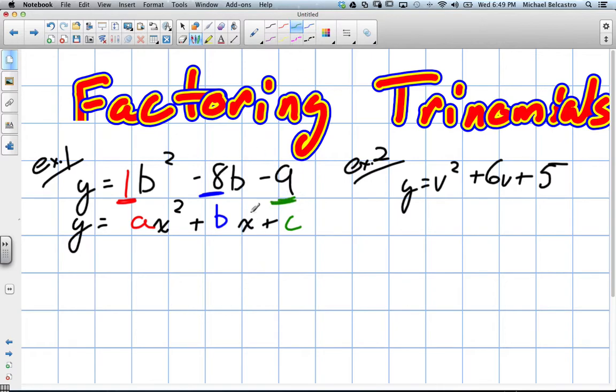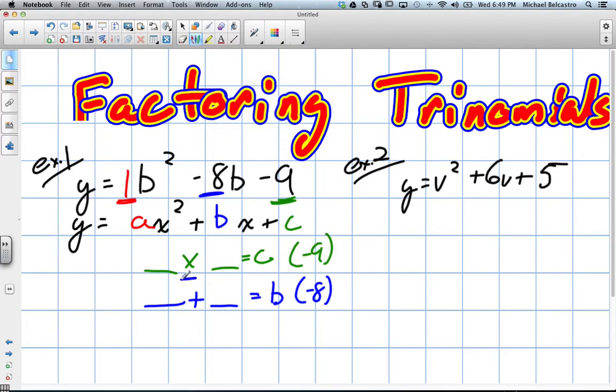Okay, so once we have that, what we're looking for is two numbers that multiply to equal our c value, okay, which in this case is -9, and those same two numbers need to add to equal our b value. So that's -8 and -9. So we need two numbers. They got to multiply to -9, but they have to add to -8.